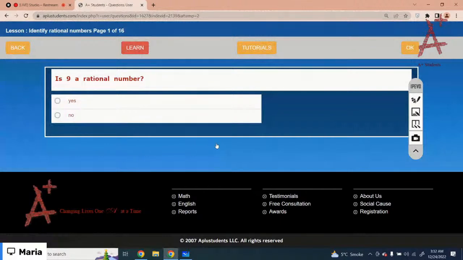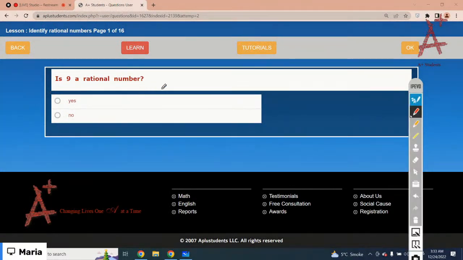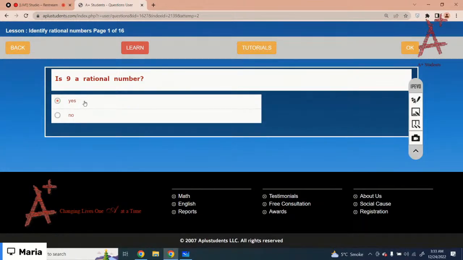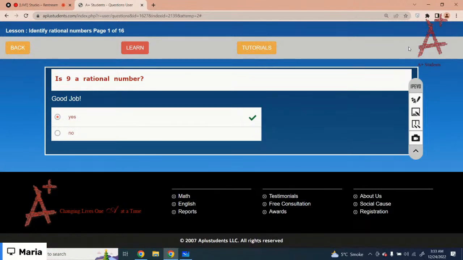Okay, the first one: is 9 a rational number? Which is the correct option? Yes and no. The definition of a rational number is that it must be writable in the form of a over b. So you can write 9 as 9 by 1, isn't it? So yes, it is a rational number. Got it? The answer is yes. Just select the correct option, then click on the OK button.